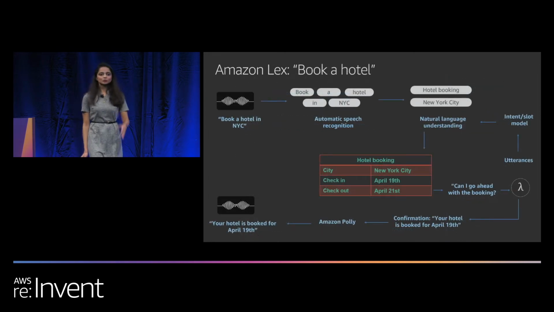So how does Lex work? Lex has two parts to it, two sides to it. First is speech recognition. Speech recognition is nothing but what you said in what sequence. So I want to book a hotel, you say that. Speech recognition will recognize, I want to book a hotel in New York City, or something like that.